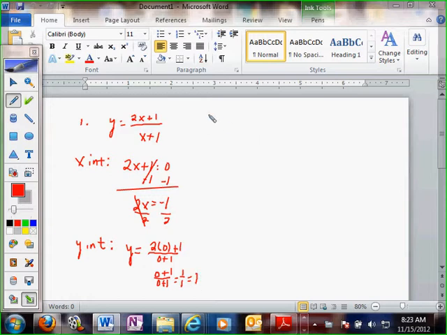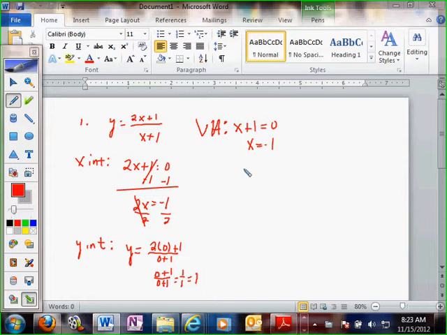Step 5, find the vertical asymptote. To find the vertical asymptote, I set the bottom, the denominator, equal to 0 and solve for x. And I get that x equals -1 is my vertical asymptote.